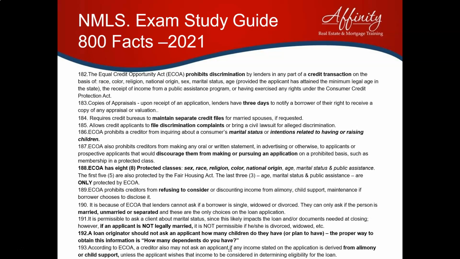However, if the applicant is not legally married, it's not permissible for us to ask them if they are divorced, widowed, etc. A loan originator should not ask an applicant how many children they have or plan to have. The proper way to obtain this information is, how many dependents do you have? According to ECOA, a creditor also may not ask an applicant if any income stated on the application is derived from alimony or child support, unless the applicant wishes that income to be considered in determining their eligibility for the loan.